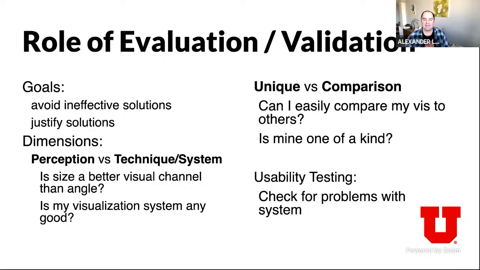Then I have this dimension of, is something unique, or do I have to make a comparison? So, for example, if I design a system for my research collaborators that helps them to study cancer data, can I easily compare that to another system? It might not make sense, right? It might be just so unique that I can't really do a comparison. So I might have to take a different route about validating this particular tool.